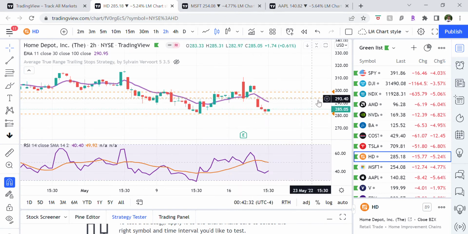Okay, so I marked this level 293, 294 around. The next thing I'm going to look at is when the stock is below this. This was kind of a support on a 2-hour chart, an intermediate small support, although the green candles could not take the price above this red candle, so I'm still bearish.